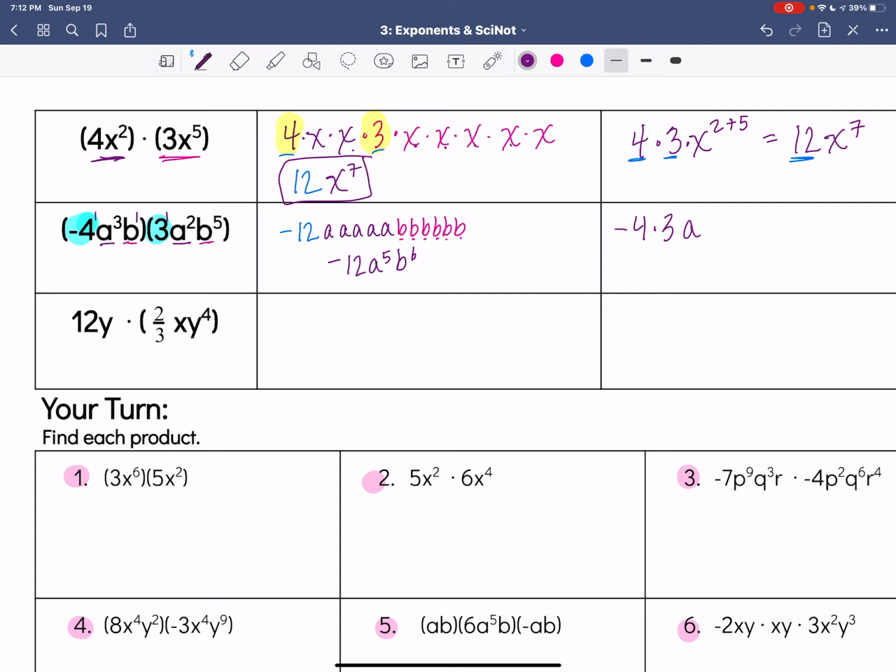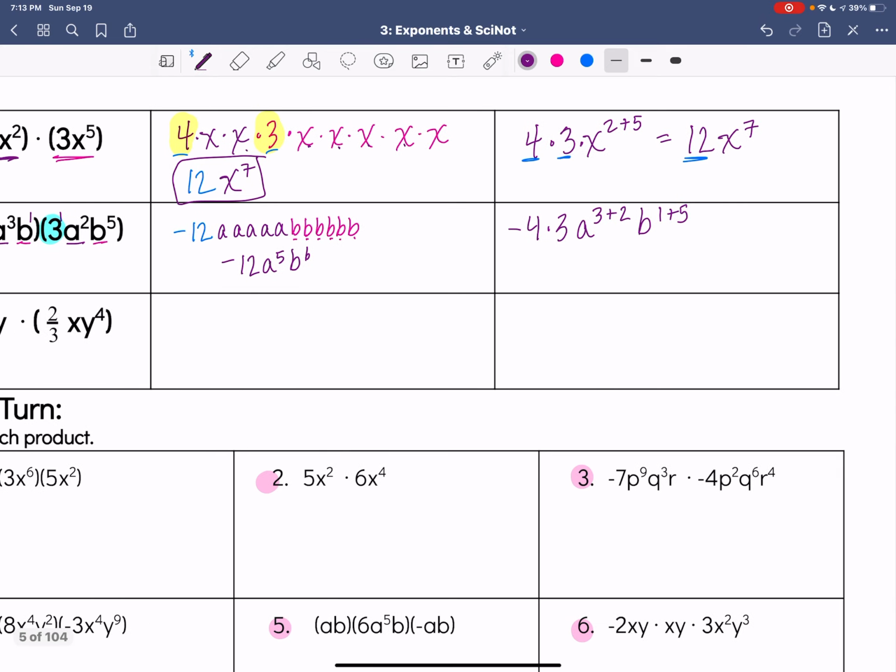Now we're going to go a 3 plus 2 and b 1 plus 5. So again, remember we're multiplying our coefficients together. And then a to the 5th, b to the 6th.